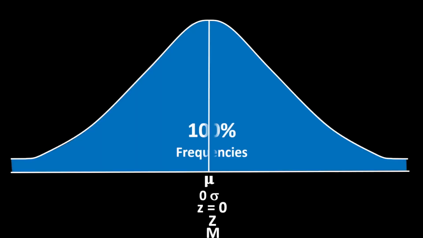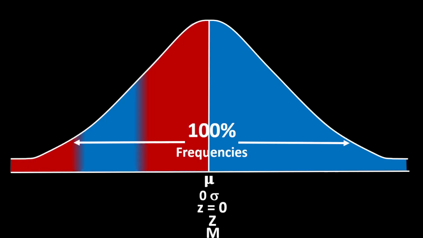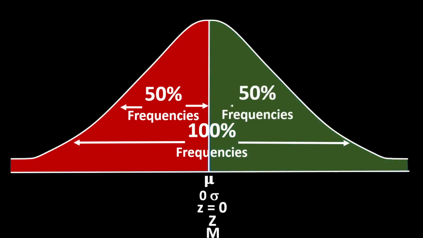Moreover, we have seen that 100% of the observations are found between the curve and the x-axis, and a perpendicular line divides the curve into equal parts, so 50% of the observations are found at the left side of the perpendicular line and 50% of the observations are found at the right side of the perpendicular line.